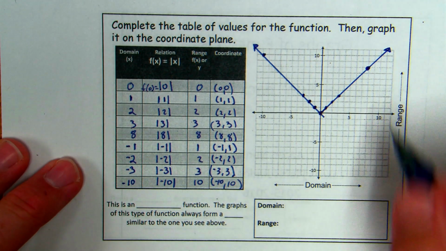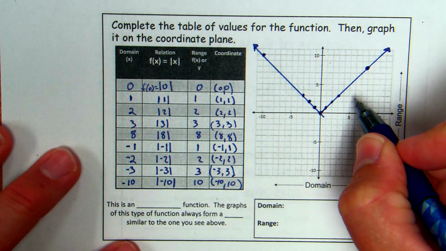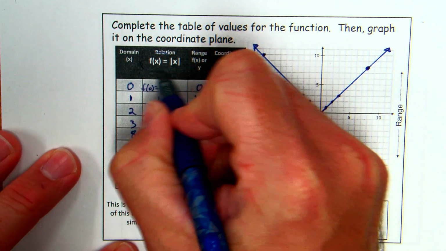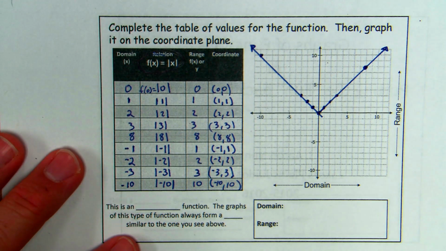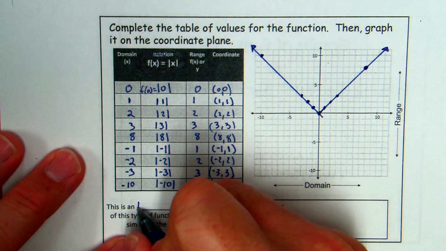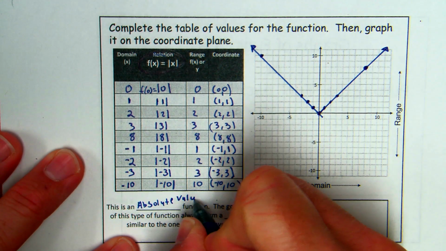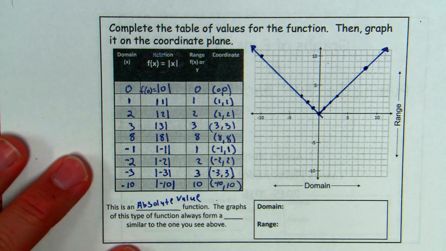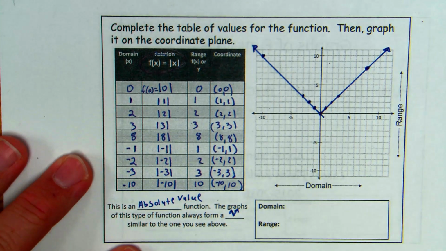And in fact, this shape is a very, very common shape for us when we have functions. In fact, this type of function right here, with the absolute value sign around the x, is known as an absolute value function. An absolute value function. And the graphs of this type of function are always going to form that basic V shape.